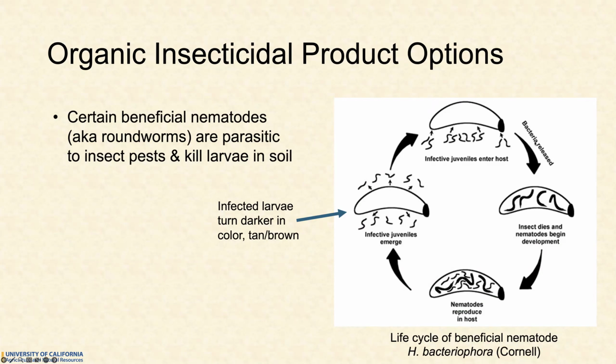They enter the host, and they release a bacteria that aids with killing the insect. So the larvae dies, and the nematodes begin to develop. They reproduce within the host, then they emerge as juveniles, and they repeat this cycle over and over. You can tell if you find a cucumber beetle larvae, or the larvae of a bug that these nematodes are going to infect, that the larvae are going to turn darker in color, a tan or brown. You'd have to go digging to find them, but if you do see ones that have turned darker, that means the nematodes you applied probably are doing their job.